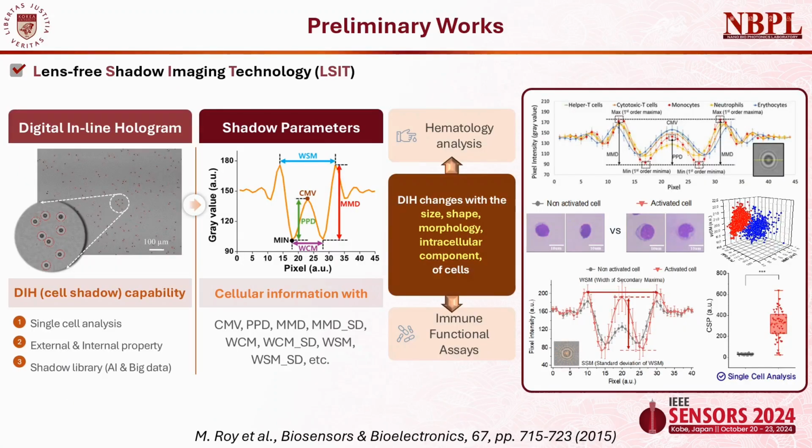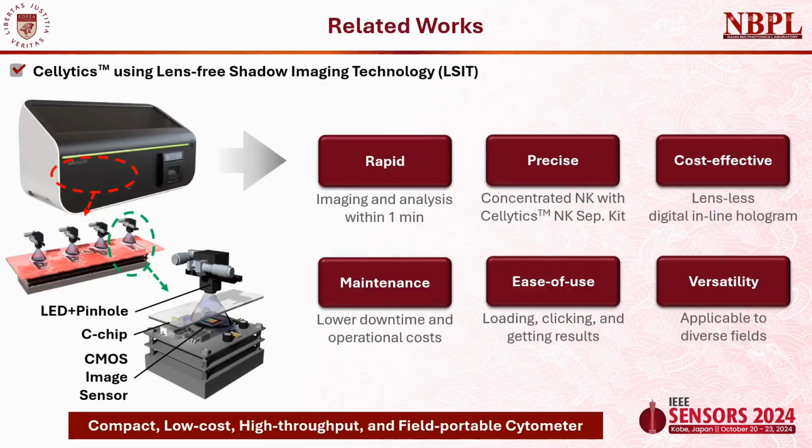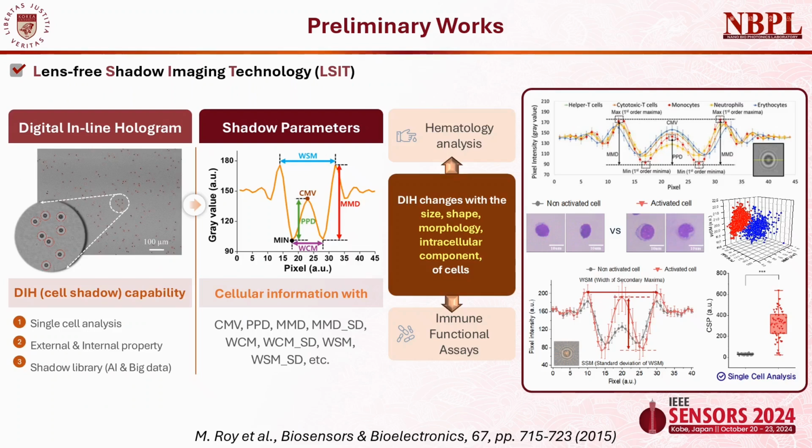Before we get deeper into Cellytics, I'd like to briefly explain the technology we use, the lens-free shadow imaging technology. We call it LSIT for short. This method uses semi-coherent light of specific wavelengths to illuminate the cells and capture the shadow images without any lenses. The difference in refractive index between the inside and outside of the cell creates the shadow diffraction pattern.